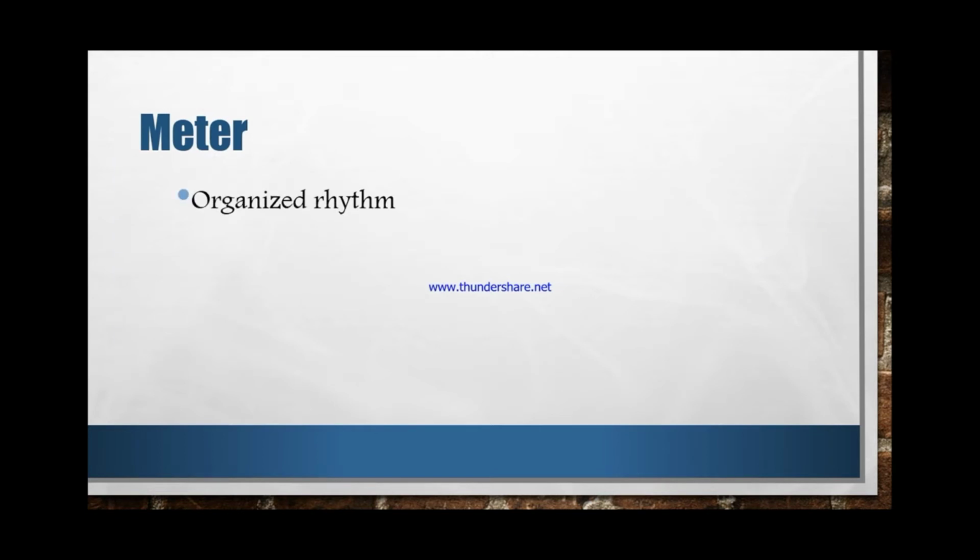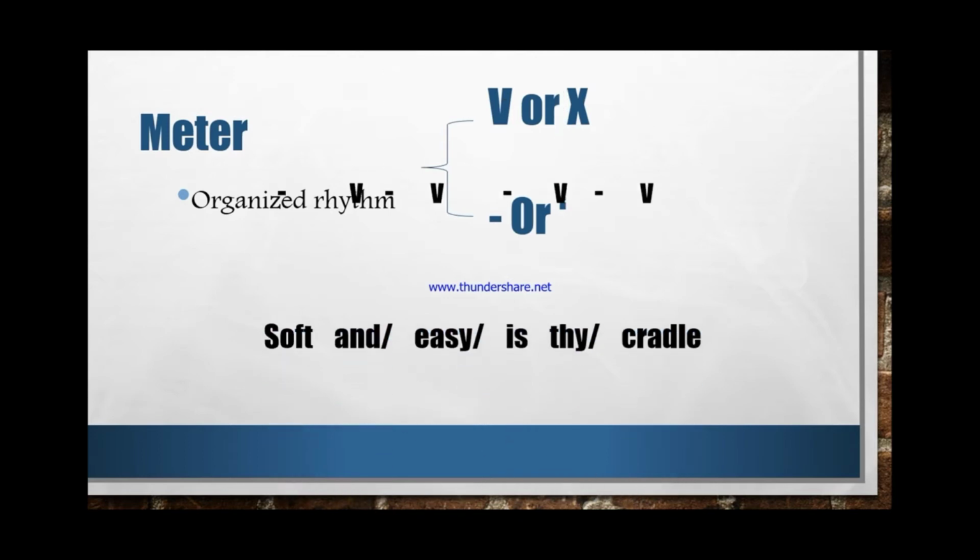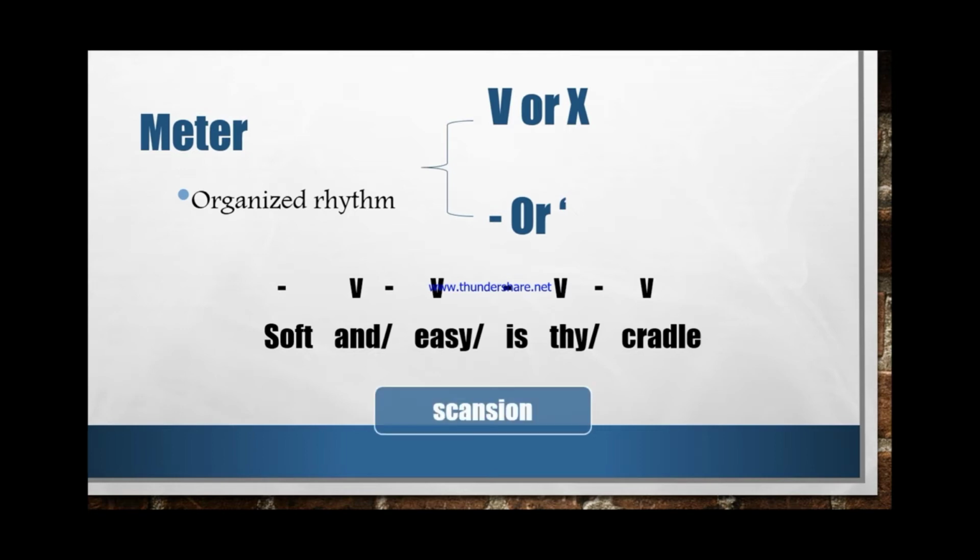Take a look at this example. In English poetry, we use a V or X to mark the unstressed syllables, and a dash or apostrophe for the stressed syllables. The process of sorting out the rhythmic patterns of a poem is called scansion.